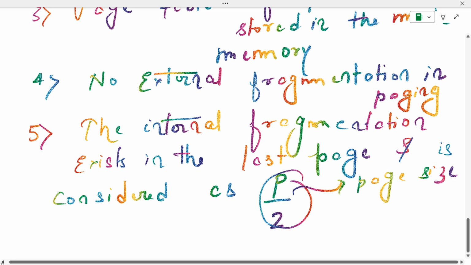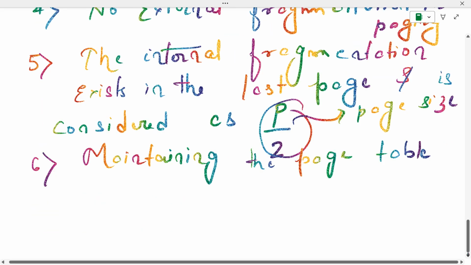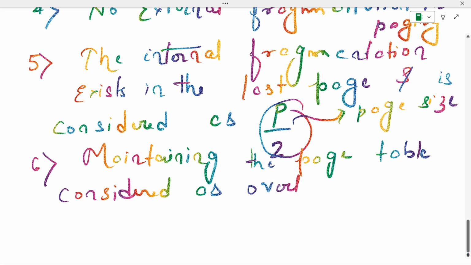Because we are storing the page table inside the main memory, and because it's a mapping between the logical address space and the physical address space, maintaining the page table is considered an overhead for the entire system.